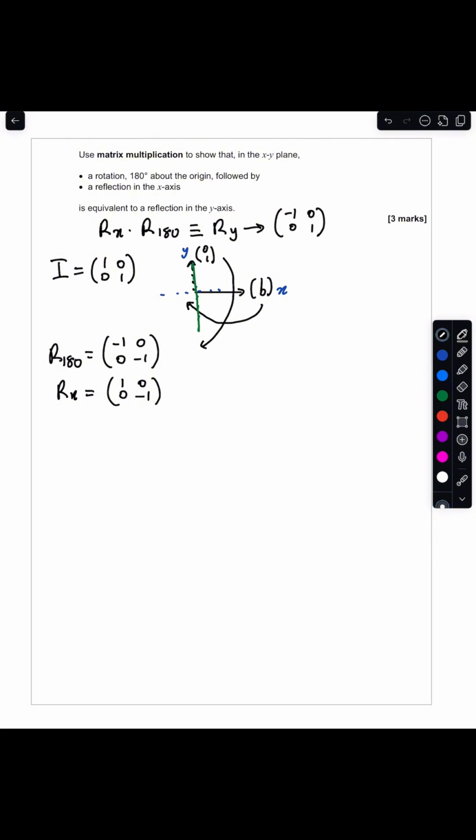So I'm going to start with my left-hand side, multiplying these two matrices together. I have 1, 0, 0, negative 1, multiplied by negative 1, 0, 0, negative 1. I'll say left-hand side equals this, and what that gives you is negative 1, 0, 0, 1. So we can see that our left-hand side is equivalent to our right-hand side. Therefore, we have shown this matrix multiplication to be true.